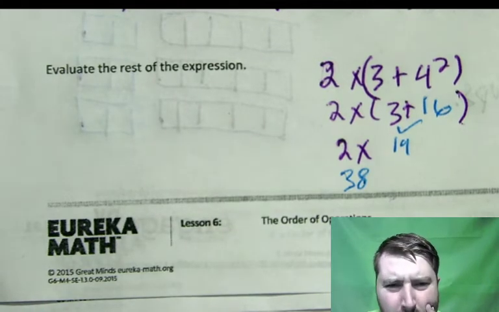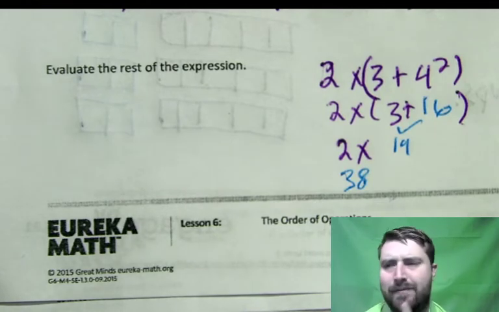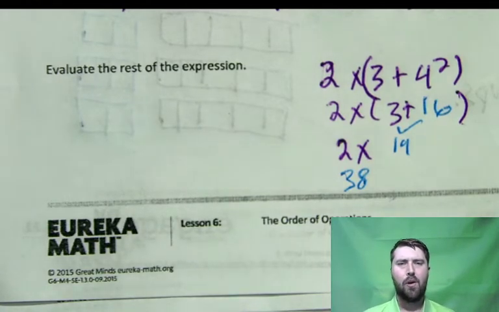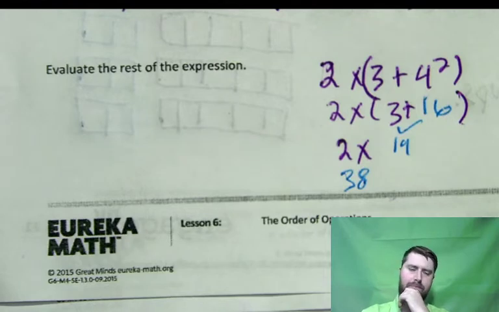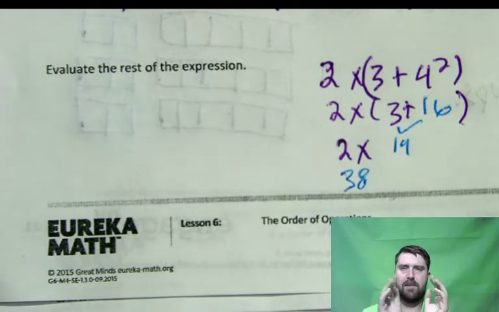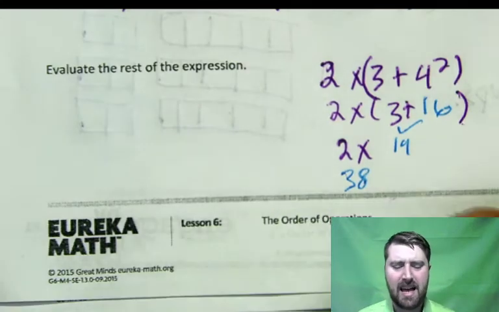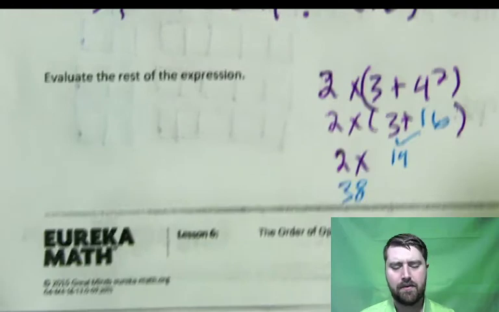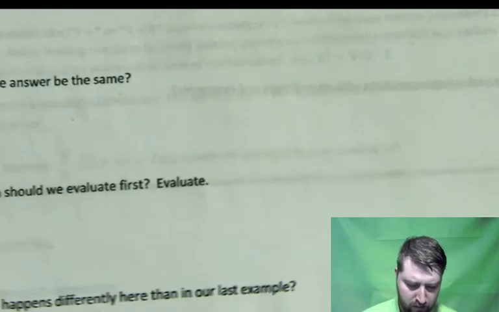So what do we think would happen? What do we think would happen? So this time the exponent was inside the parentheses next to the 4. What do you think would happen if the exponent was on the outside of the expression? We're going to turn over to page 23.